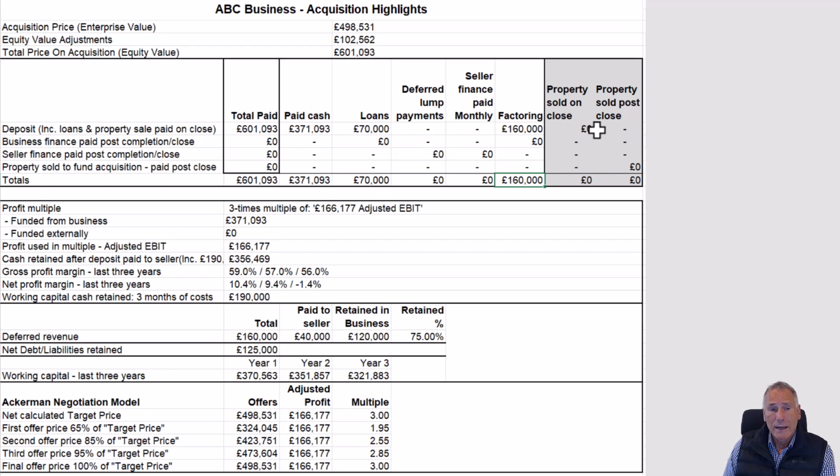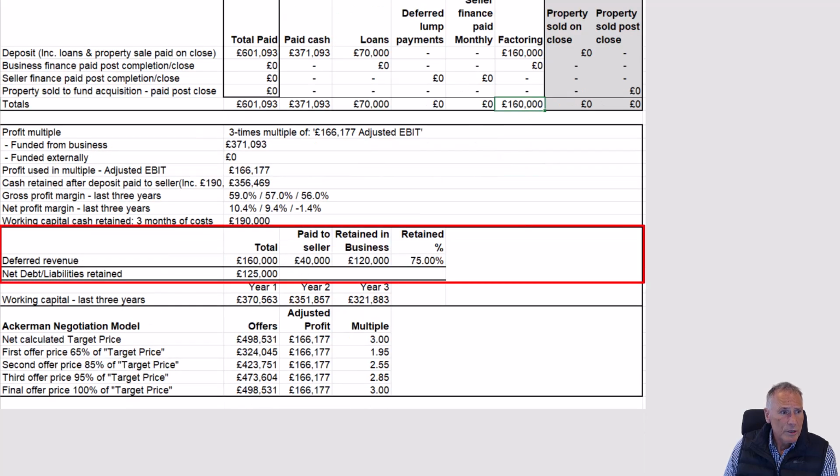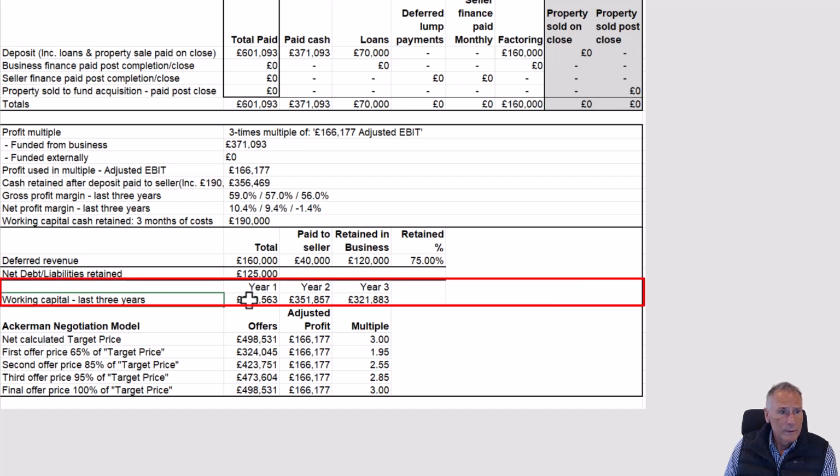And AcquiCalc has various ways of treating those, whether you buy the property as part of the acquisition and borrow money against that property, or if the property is sold to the owner prior to completion, or in fact, if you bring in a property investor to buy that property and lease it back to you. This template will deal with all of those aspects. Then it will summarize your multiple and then the funded from the business, cash retained, and so on. And it also shows you your net debt, liabilities retained, and your working capital for the last 3 years, which is a very useful summary.